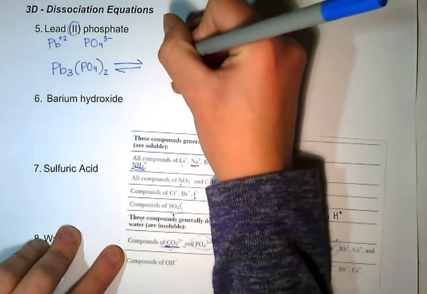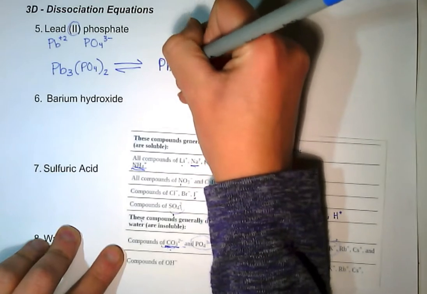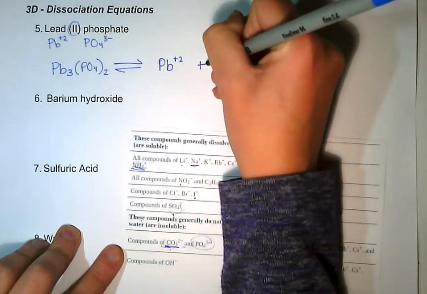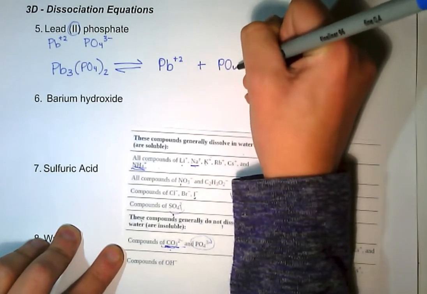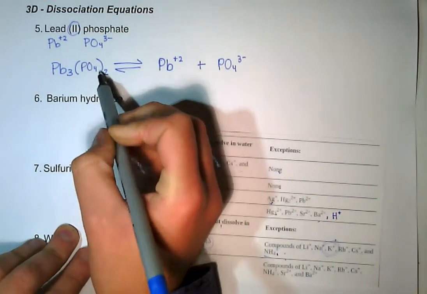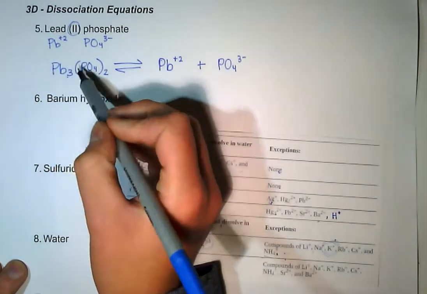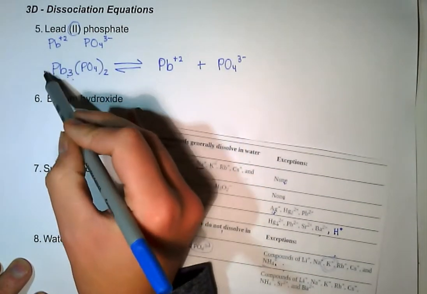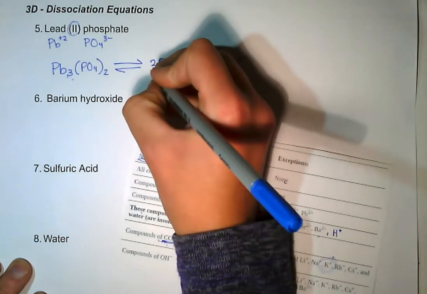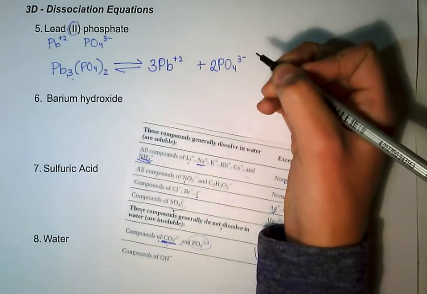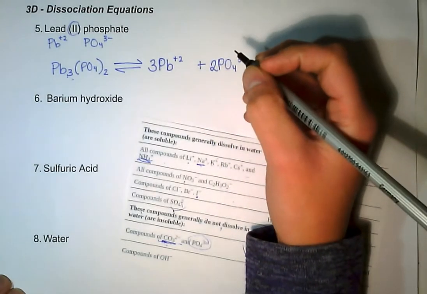If it did dissolve, it would break up into lead with a +2 charge, and then PO4 with a 3- charge. And of course we need to balance this equation because in every molecule of lead 2 phosphate we're going to end up with 3 lead ions, and we're going to end up with 2 phosphate ions. We'll put a 3 and a 2 there to balance our equation.